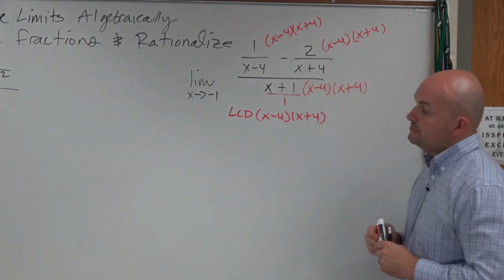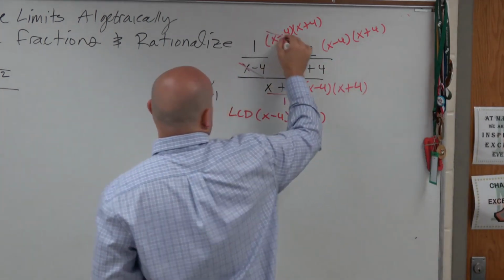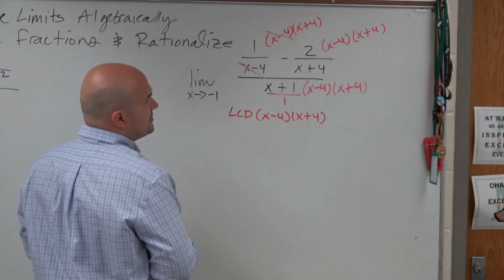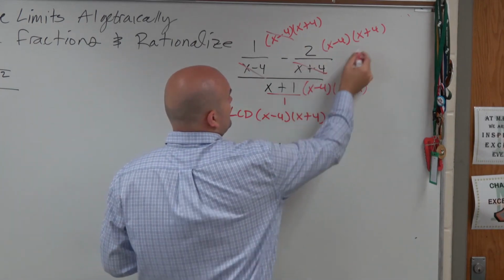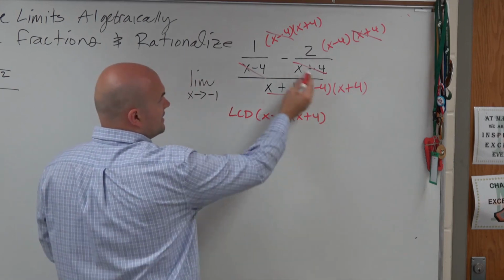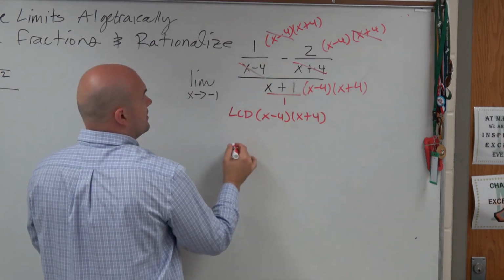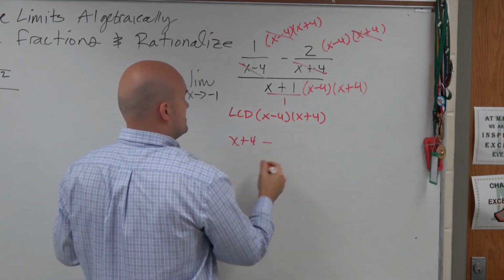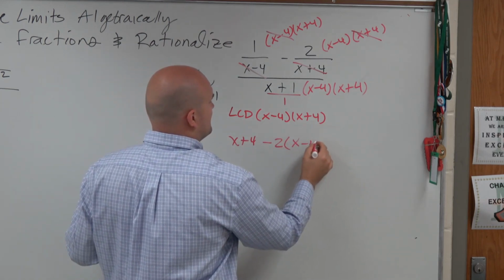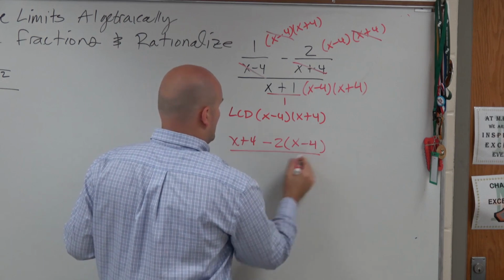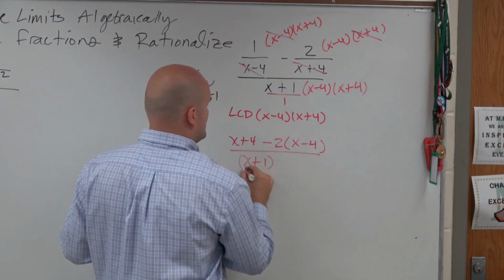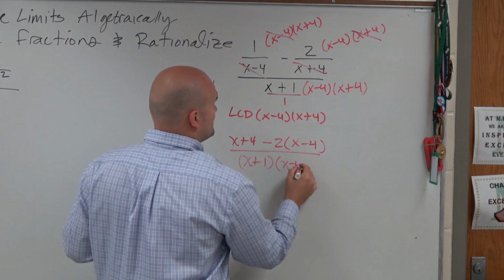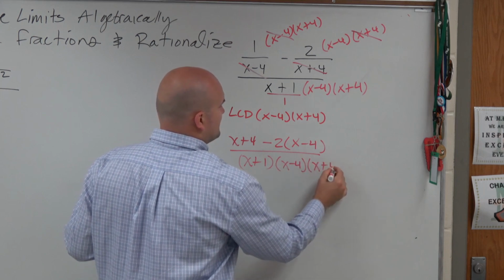By doing that, you guys can see these x minus 4s divide out. You can see these x plus 4s divide out. And so therefore, we have x plus 4 minus 2 times x minus 4, all over x plus 1 times x minus 4 times x plus 4.